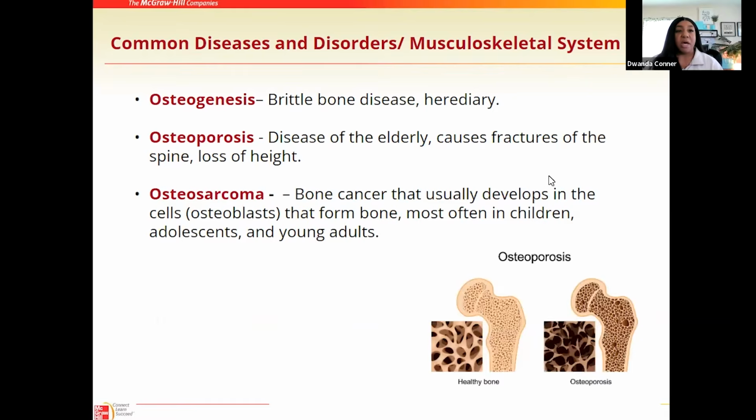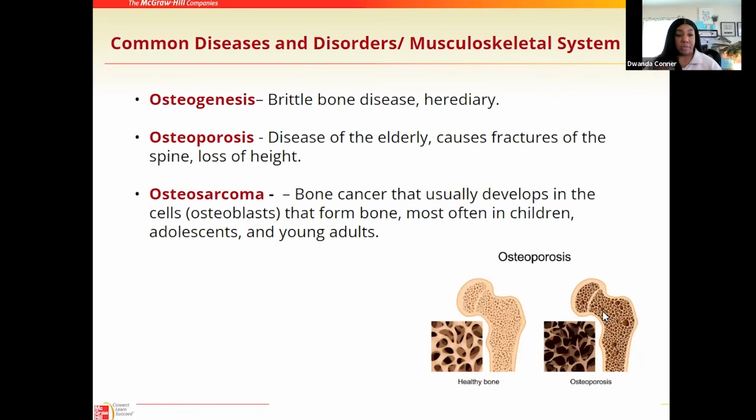Wrapping up here, we have osteogenesis, which is brittle bone disease. This is hereditary. Osteoporosis, very similar to osteogenesis. What you will see is that with both, these are the cells of the bone. And so with a healthy bone, what we would expect is to see all of the bone cells compact, creating a density in the bone, making the patient less at risk for accidents. With brittle bone disease or with osteoporosis, notice that that density starts to create these larger holes. Over time, the holes get bigger.